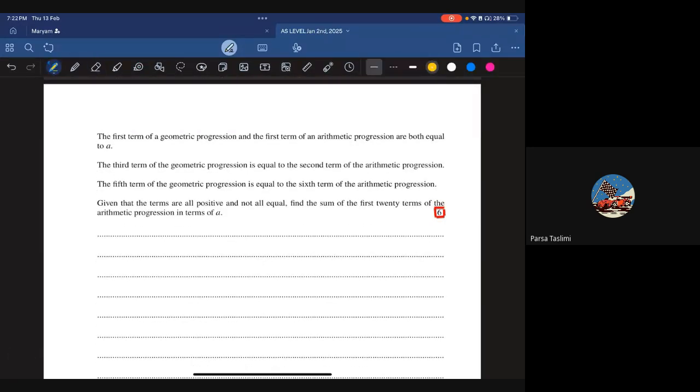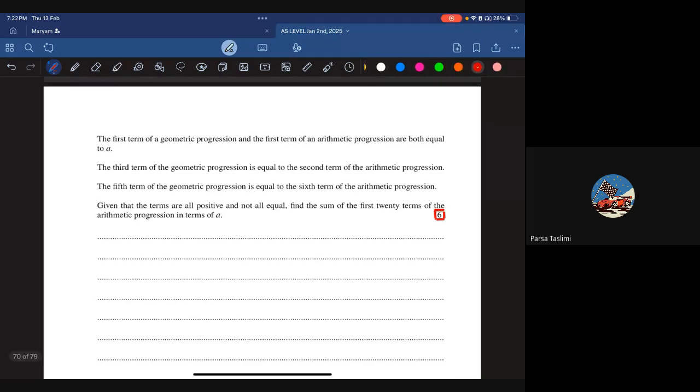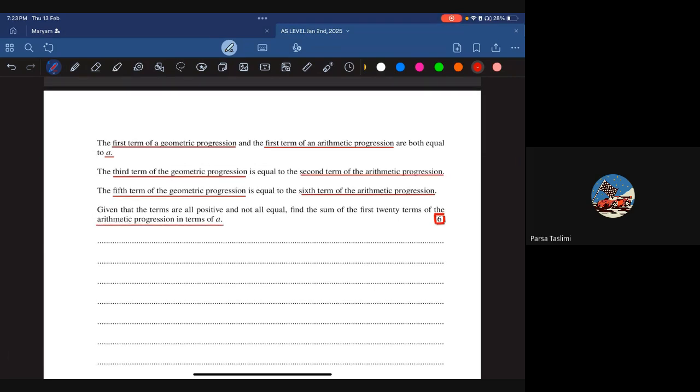It says the first term of a geometric progression and the first term of an arithmetic progression are both equal to A. The third term of the geometric progression is equal to the second term of the arithmetic progression. The fifth term is equal to the sixth term. Given that all terms are positive and not all equal, find the sum of the first 20 terms of the arithmetic progression in terms of A.